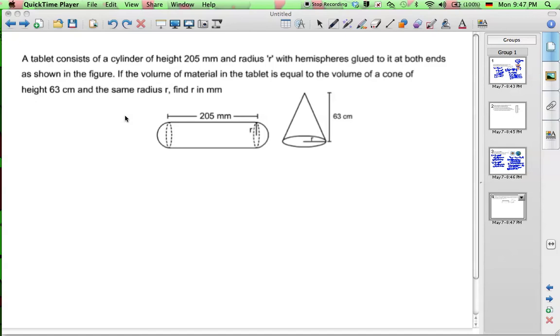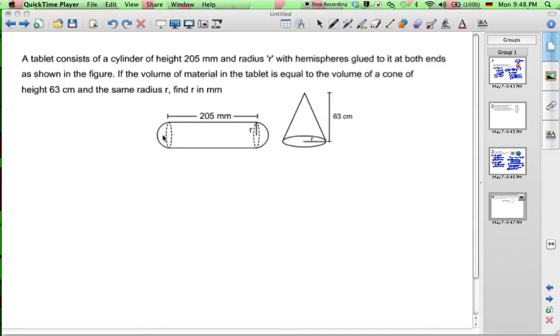Solving a challenging volume problem. So in this problem we have two figures. We have a capsule which contains a cylinder and two hemispheres, and we have a cone. And we're told the volume of these two solids are equal and the radius in both of them are equal.